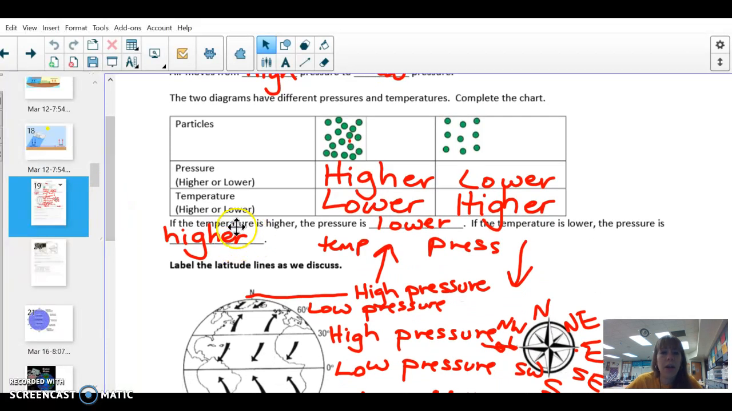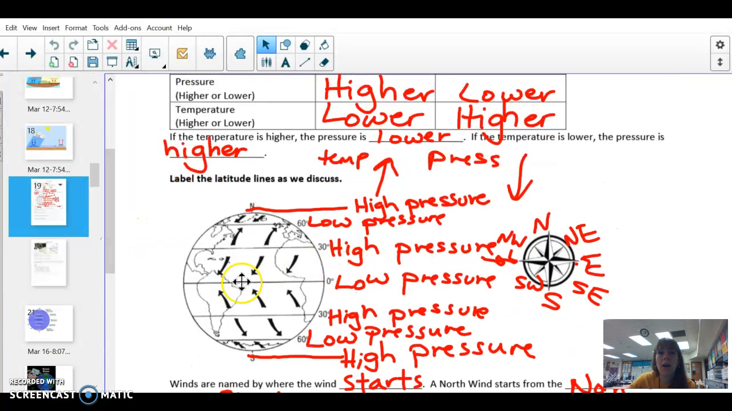We then talked about how if the temperature is higher, the pressure is lower, and if the temperature is lower, the pressure is higher. So it's an indirect relationship. As temperature goes down, pressure goes up. As temperature goes up, pressure goes down. We then yesterday also talked about how this area here, the equator, has the lowest pressure because it has the highest temperature. And remember, it's an indirect relationship. So the higher the temperature, the lower the pressure.